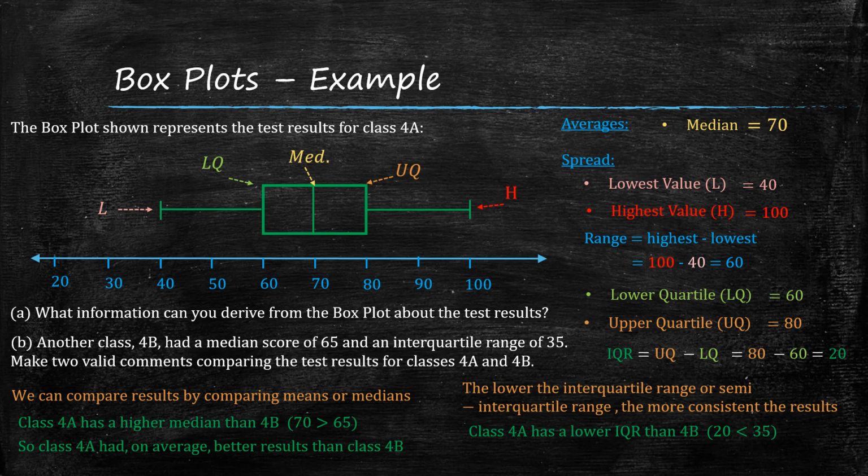Now, as we can see, class 4A has a lower IQR than class 4B, 20 is less than 35, so we can say that class 4A had more consistent results than class 4B. So for part B, we used the medians and we used the interquartile ranges to compare the two data sets.